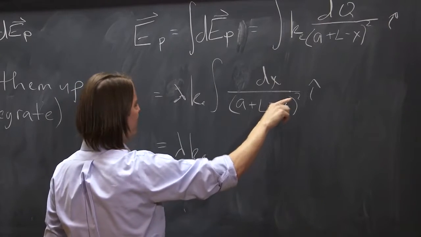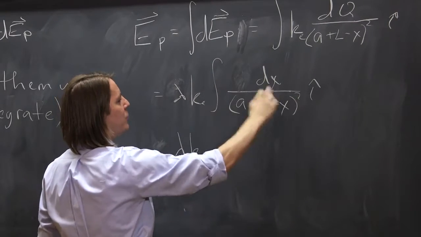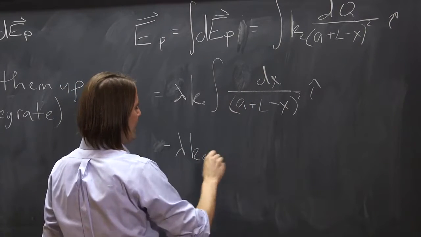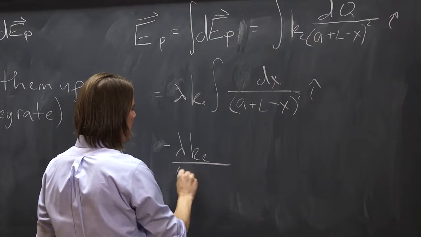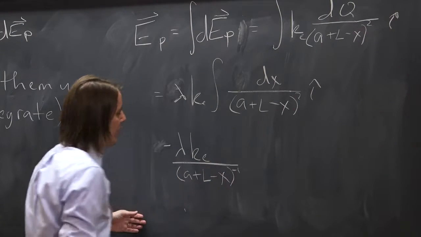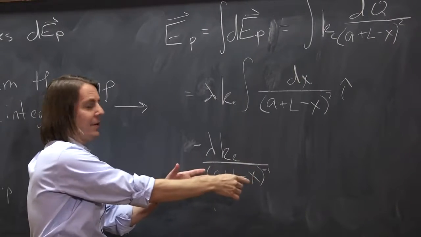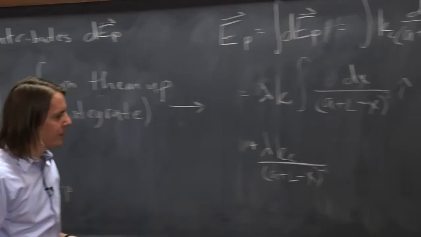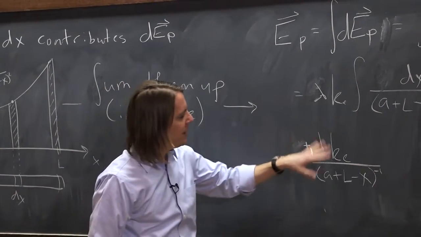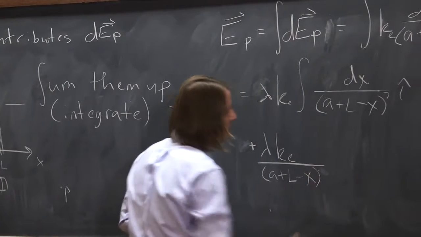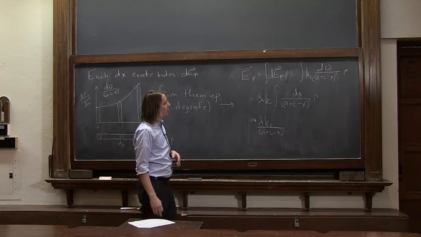The integral of this would be, let's see, the minus 2 would become minus 1, so that would bring a minus 1 out there. And then it would be over a plus L minus x to the minus 1. But then you also have to divide by the derivative of this thing with respect to x, which is minus 1. So you end up with a positive like that. Okay? So the integral is lambda ke over a plus L minus x. Well, it's on the bottom. I don't have to write minus 1. There it is.